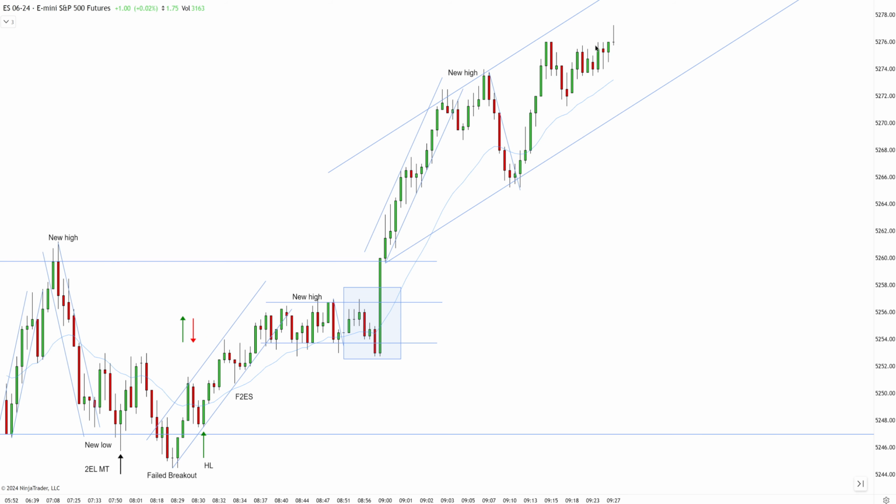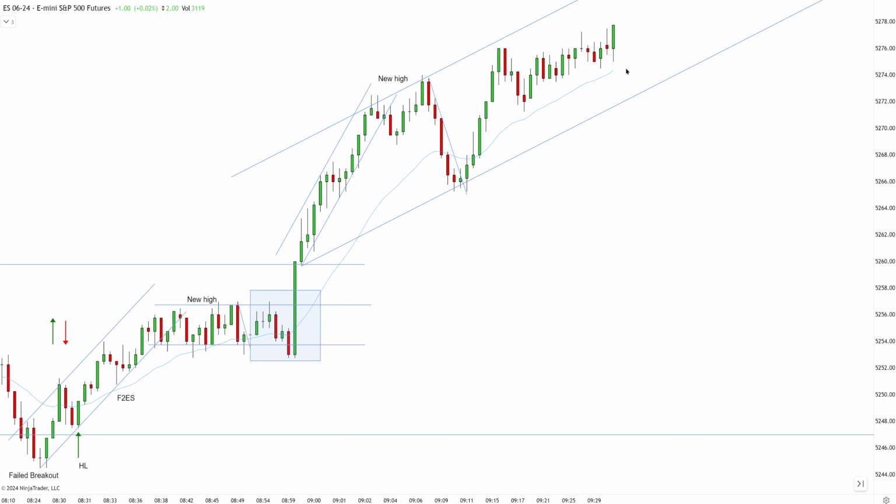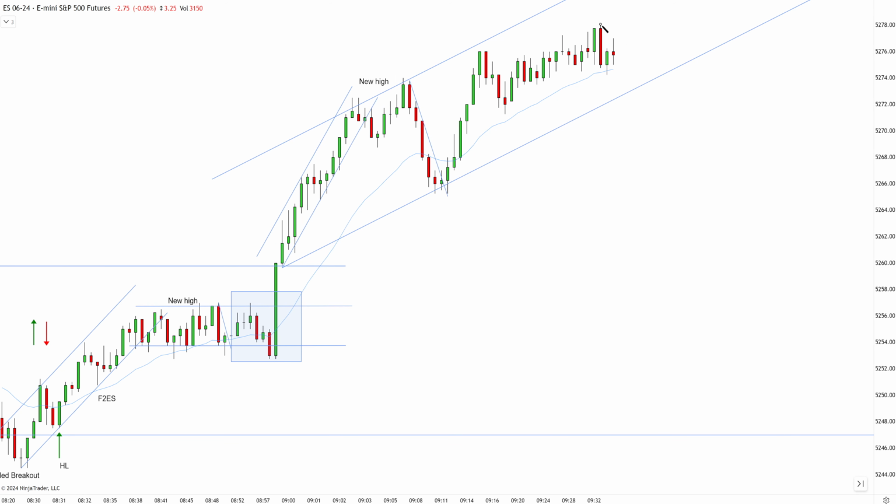There is no second entry long because we already created another push to an extreme. So I'd like to see second entry long. Far from the EMA I cannot take. We have a new high for the entry long.